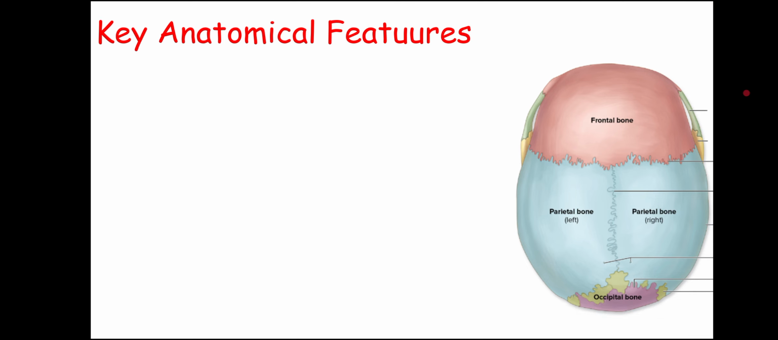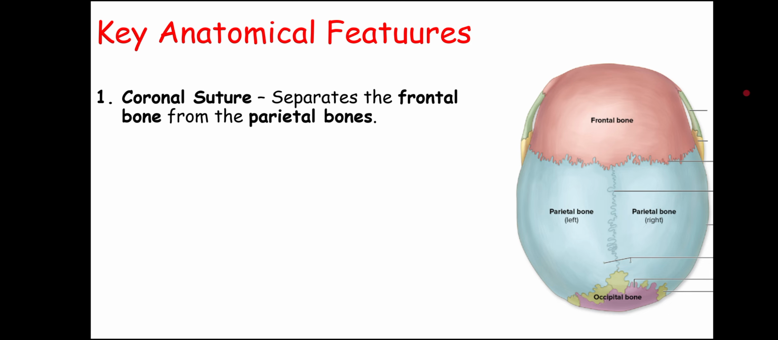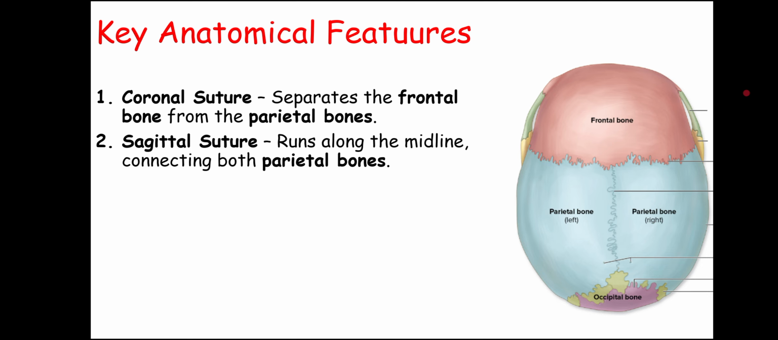Now let's talk about the key anatomical features of Norma Verticalis. The first is coronal suture. It separates the frontal bone from the parietal bone, or it articulates. It is basically the articulation between the frontal bone and parietal bone. The next anatomical feature is sagittal suture that runs along the midline and it connects both parietal bones.